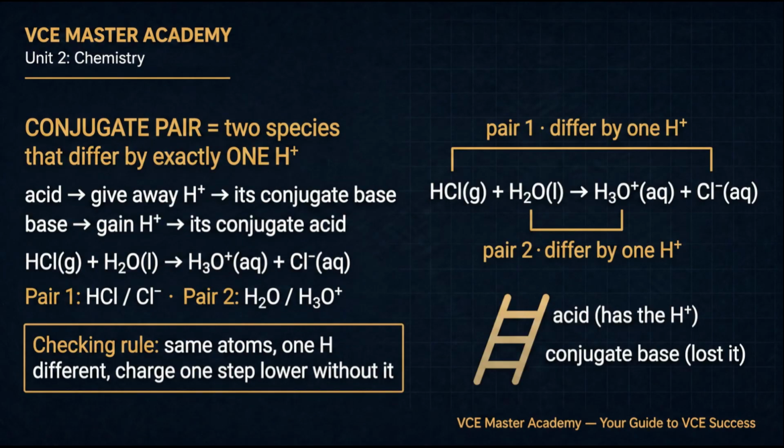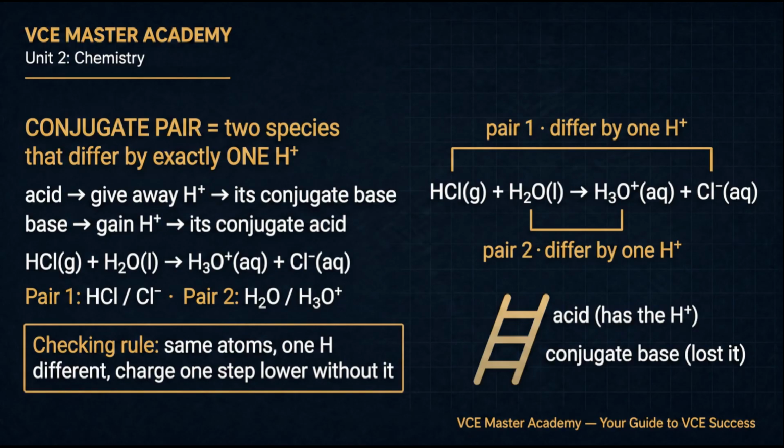Now for a word that sounds harder than it is. Conjugate. Conjugate just means linked together, like a pair of dance partners. A conjugate acid-base pair is two species that differ by exactly one H+, one tiny ball, nothing more. When an acid gives its proton away, whatever is left behind is called its conjugate base. And when a base gains a proton, the new species it becomes is called its conjugate acid, same particle before and after the pass.